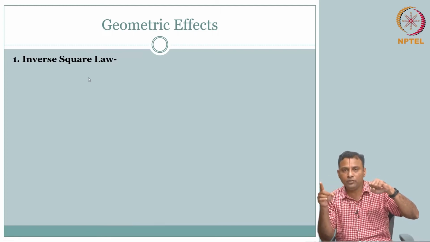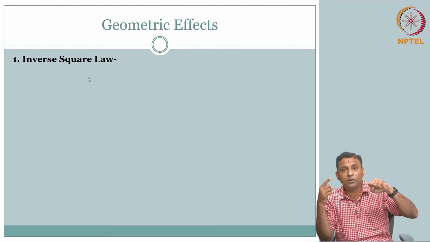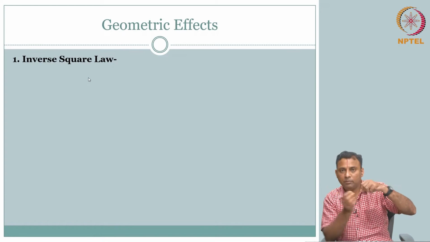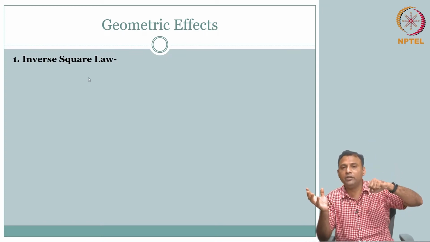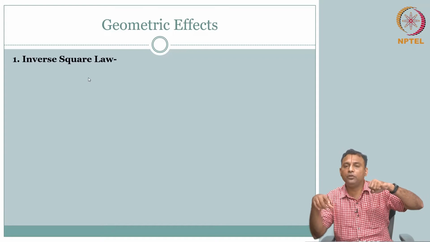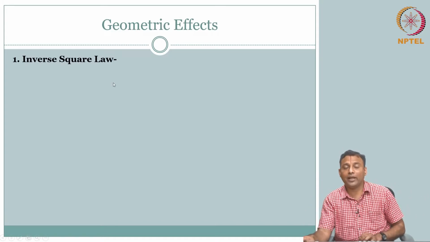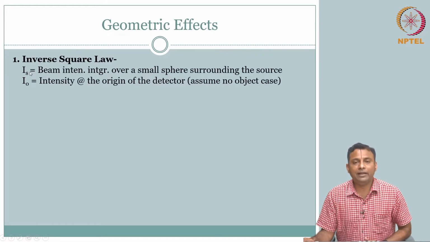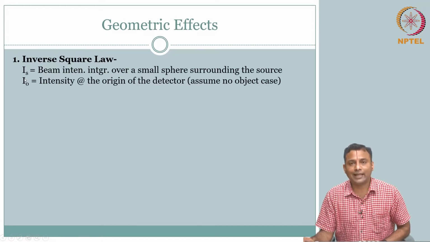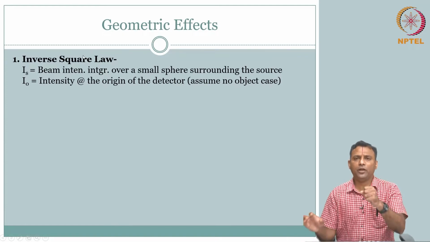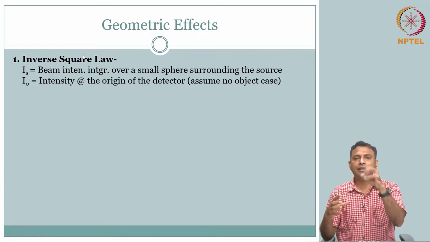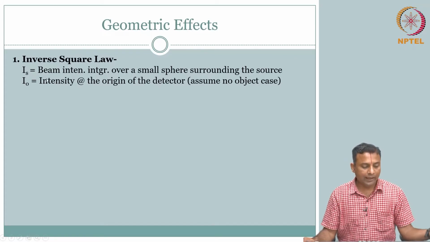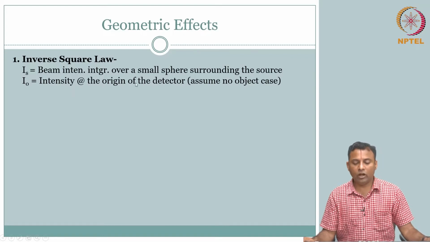The farther you move, remember we did this even when we talked about exposure, right? So the farther you move from the source, because this is diverging, the intensities are going to fall off by the inverse square law, okay. So if you have a beam intensity at the source denoted as Is, you have a source, it is integrated as a small sphere. So whatever you have, the sum total is your Is, and the intensity at the origin of the detector.